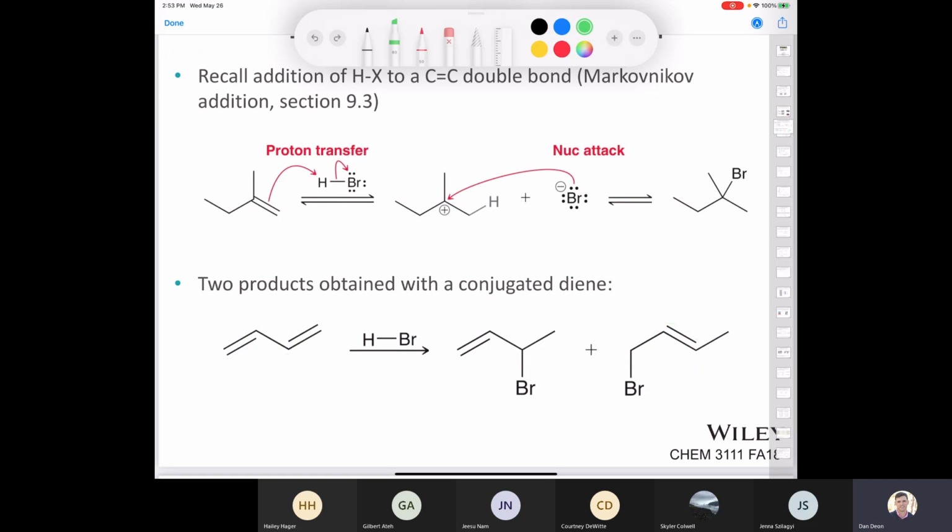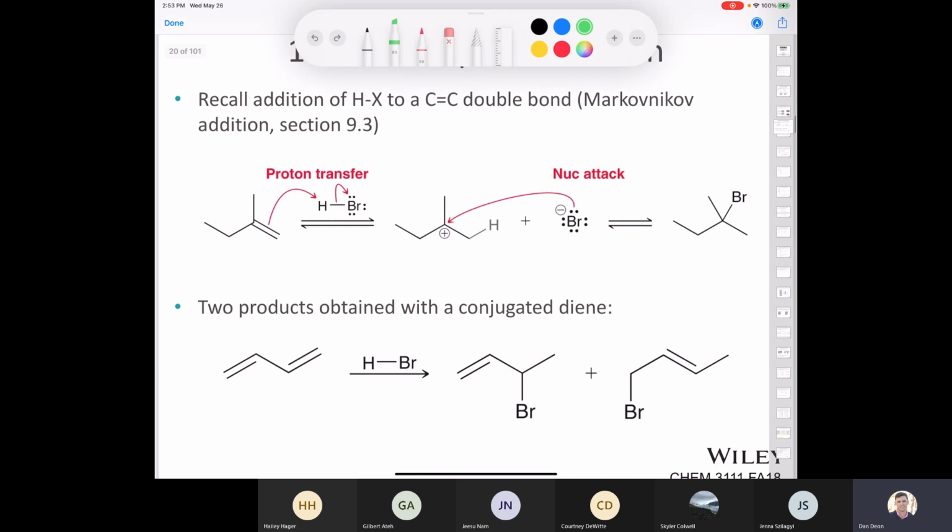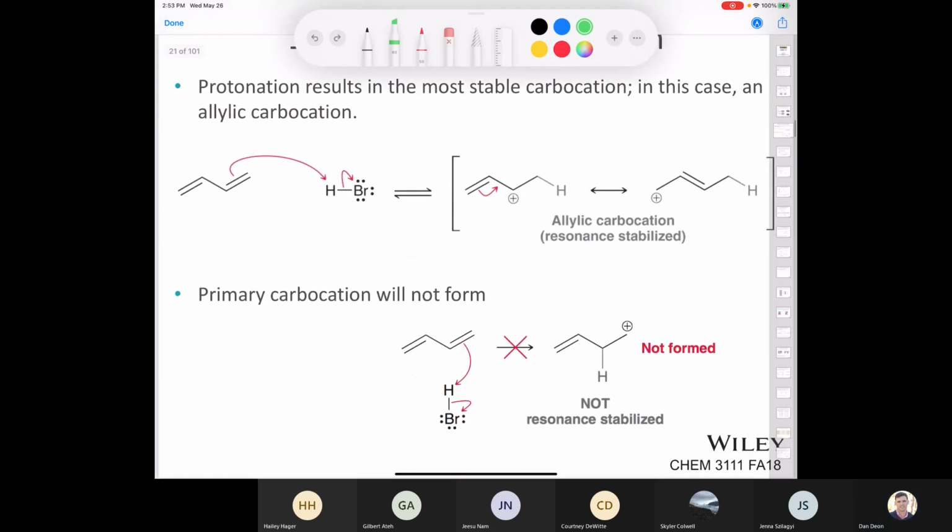So how did that happen? Okay, well, in order to determine how that happened, the easiest way to do it is to look at the mechanism. So let's take a look. What happens when you do the protonation?